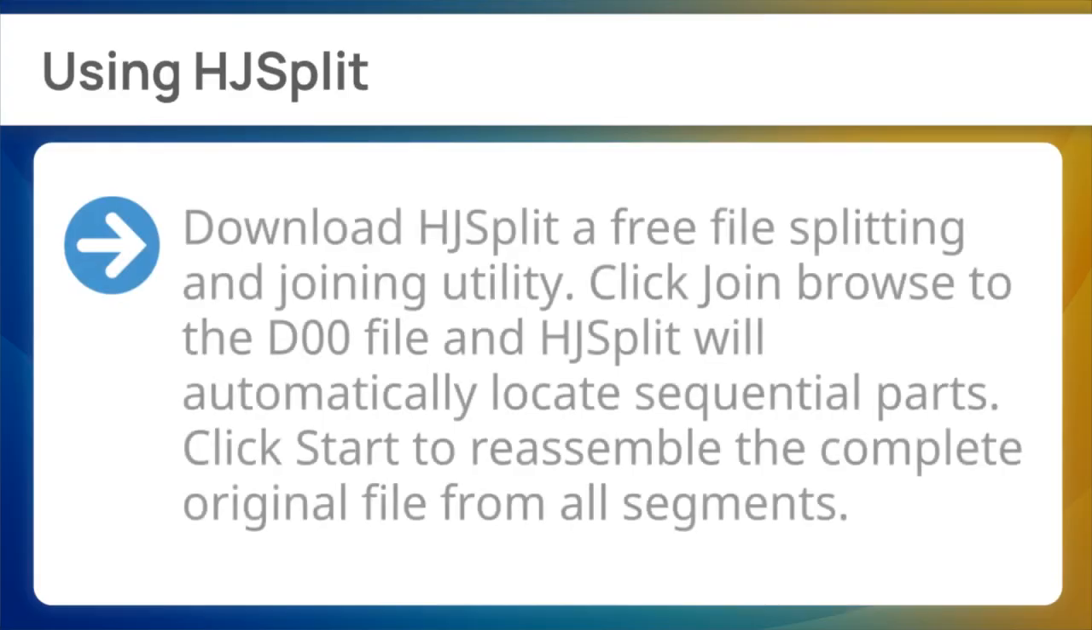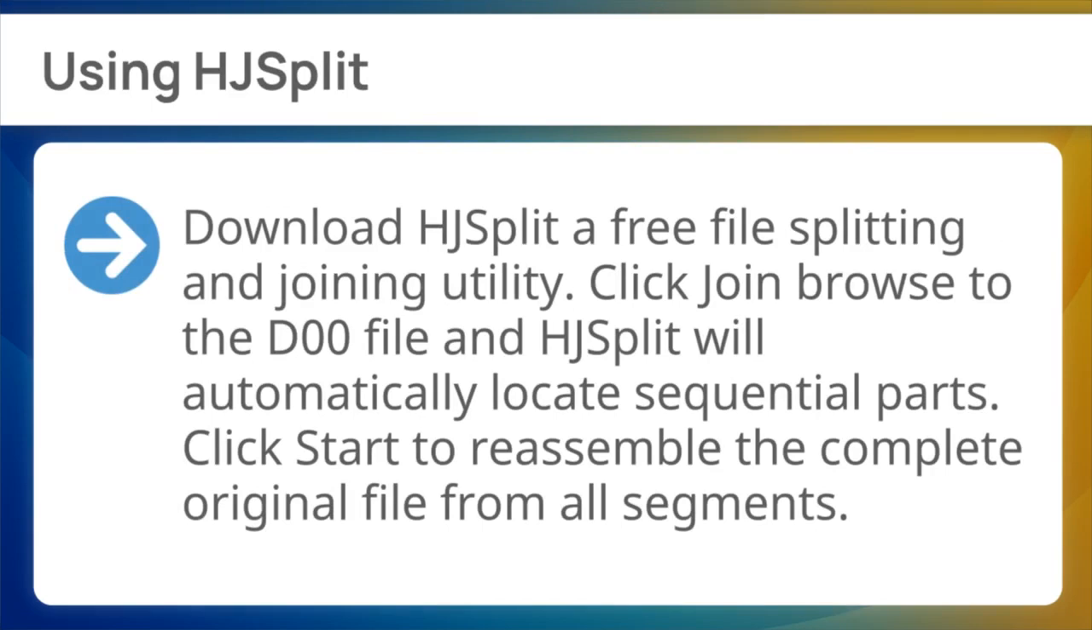Next, using HJSplit. Download HJSplit, a free file splitting and joining utility. Click Join, browse to the D00 file, and HJSplit will automatically locate sequential parts. Click Start to reassemble the complete original file from all segments.